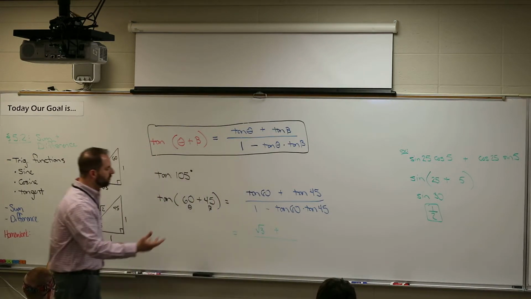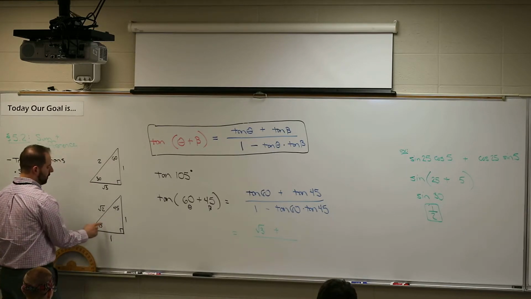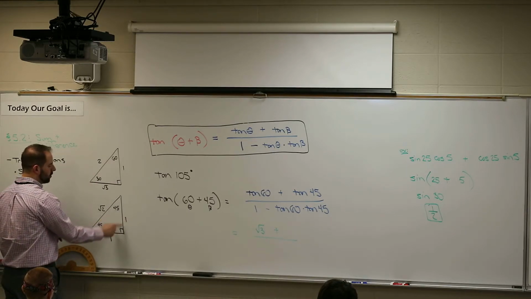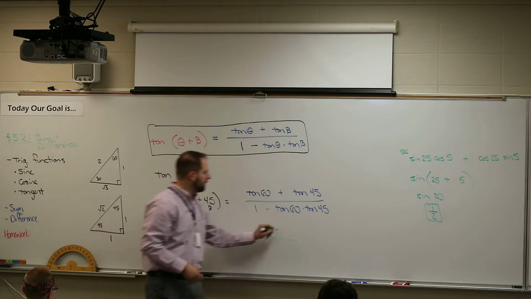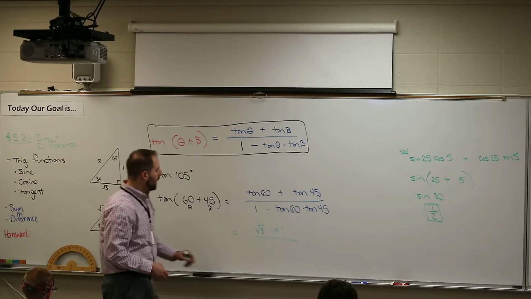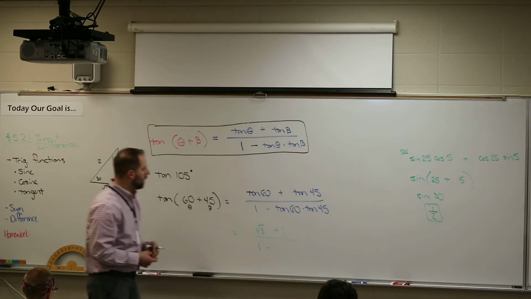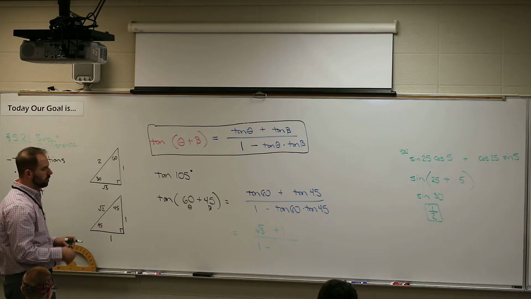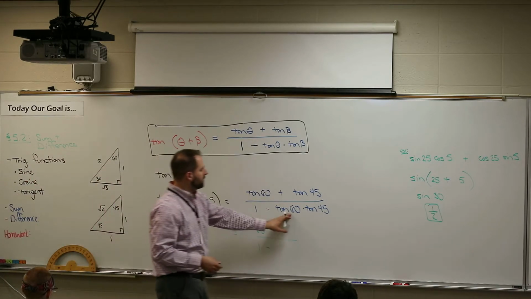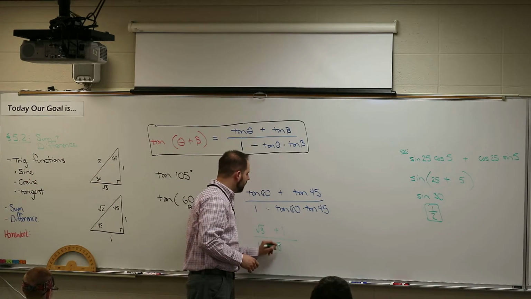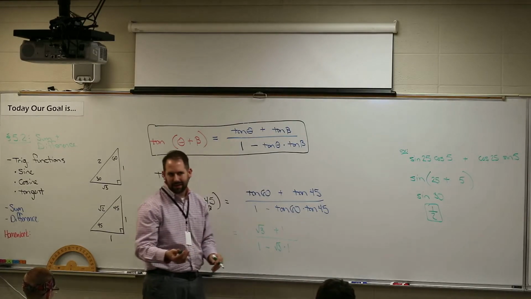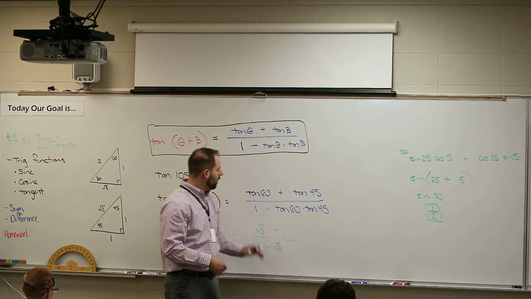Okay? Tangent of 45. Doesn't matter which one you pick. Let's say we pick this one. Tangent, opposite over adjacent, 1. So far, so good. On the bottom, I have a 1 minus. Now, tangent 60, what was that? Because we already have the answers for these, we already know them. It's root 3 times 1. Do I actually need the times 1? Nope. So that's your answer.